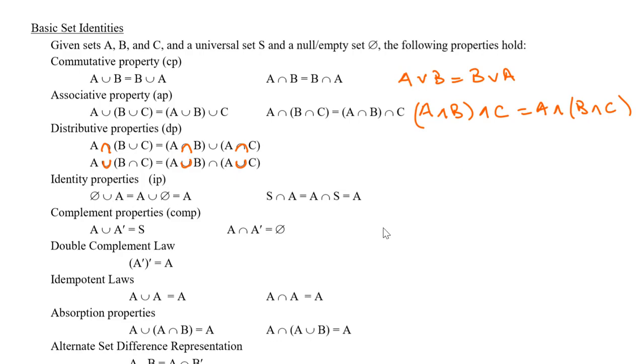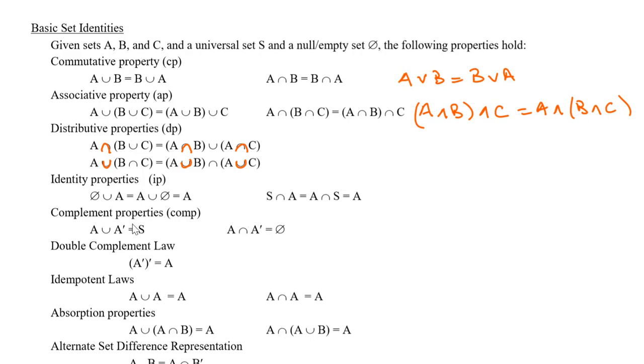To relate this with logic, the empty set will be false. So false or A will be A, and the same, A or false will also be A. In this case here, S is the universal set, everything. So S intersect A is the same as A intersect S, which is A. Compare this with logic: S would be true, always true. So true and A will be A, and A and true will also be A.